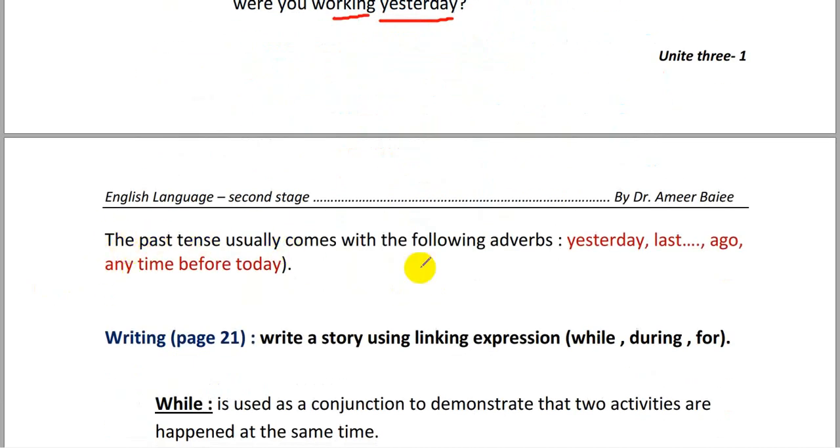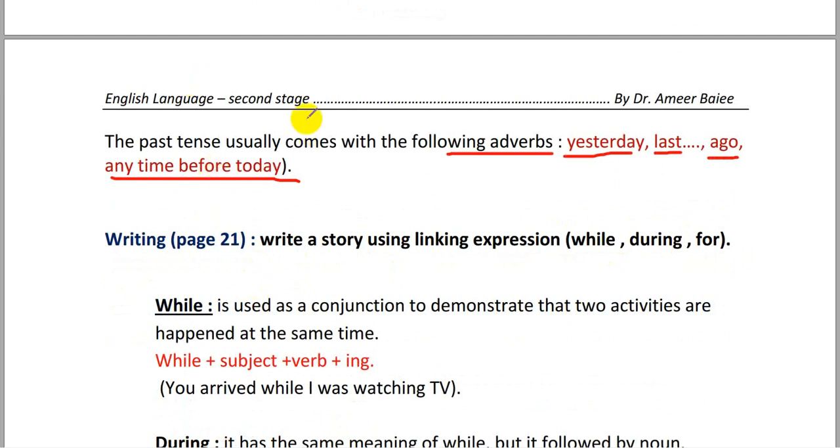The past tense usually comes with the following adverbs. عندنا بعض الظروف الزمانية تشير إلى الباست. أشهرها yesterday البارحة، last week, last month, last year, etc. Ago, or any time before today. For example, if we are talking about the year 1990, إذا تكلمنا على سنة 1990 تعتبر سنة تشير إلى الماضي.